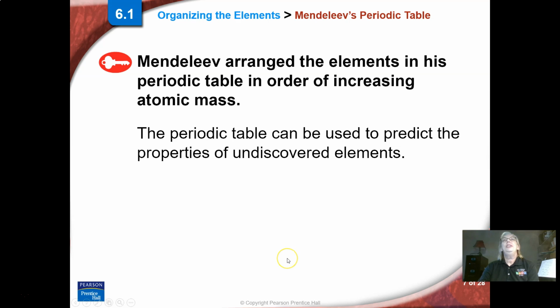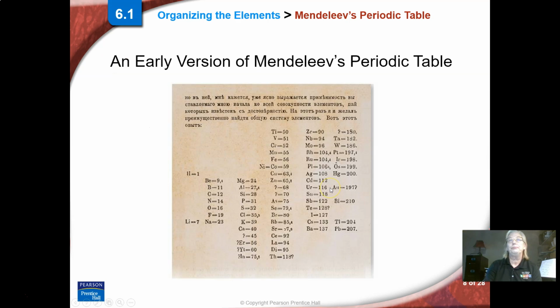So he decided to arrange them in order of increasing mass. And because we can organize them that way, we can figure out and predict properties of elements that had not been discovered at that time. So that's why he got the Nobel Prize, because he could use this table to understand and then predict elements that they had not discovered at that time. So that's why it was a breakthrough.